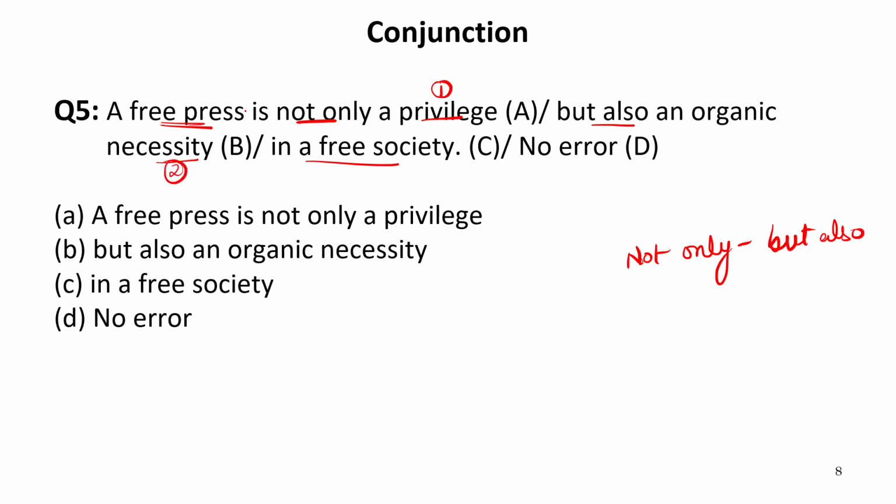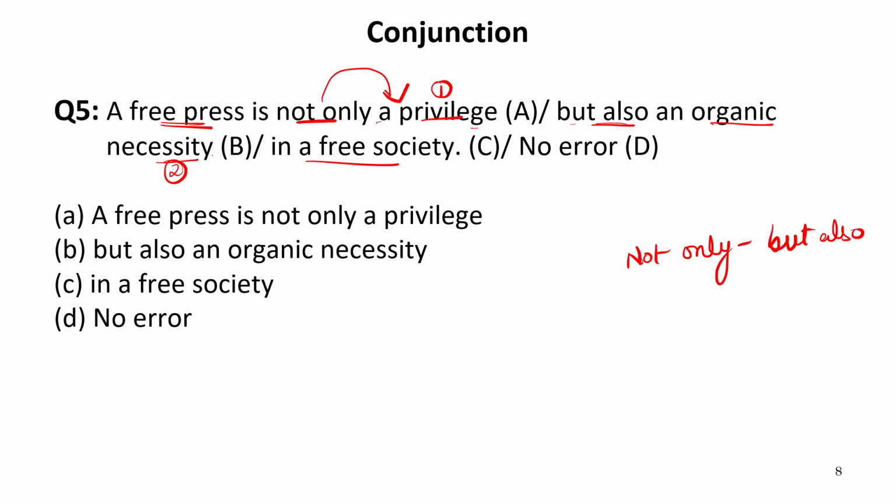So whenever two things are there and they are referred to only one person or one thing, that is, these two qualities have been talked about the free press. So these are the two qualities or the two alternatives or the two options given to us, or the two things to be included in the quality of this. So we have to use not only but also with these. Therefore, a free press is not only a privilege, so not only is used with privilege and but also is used with organic necessity. It means the positions of not only but also are correct.